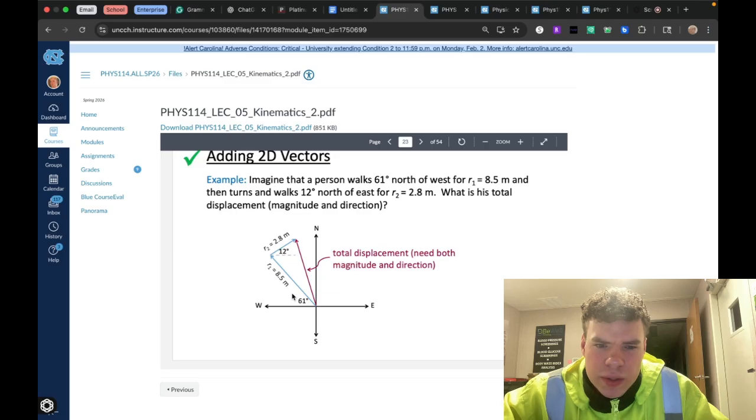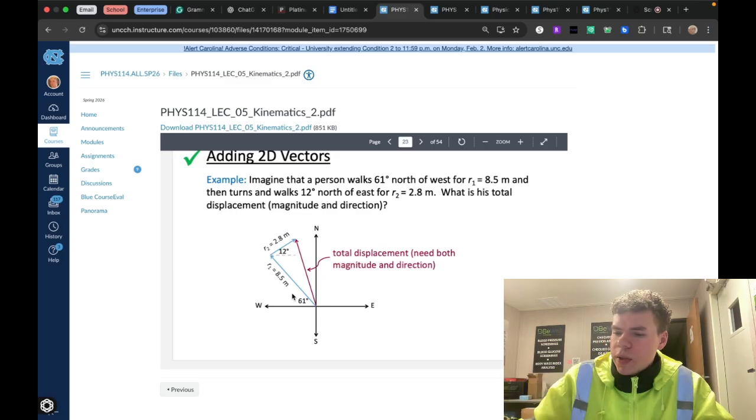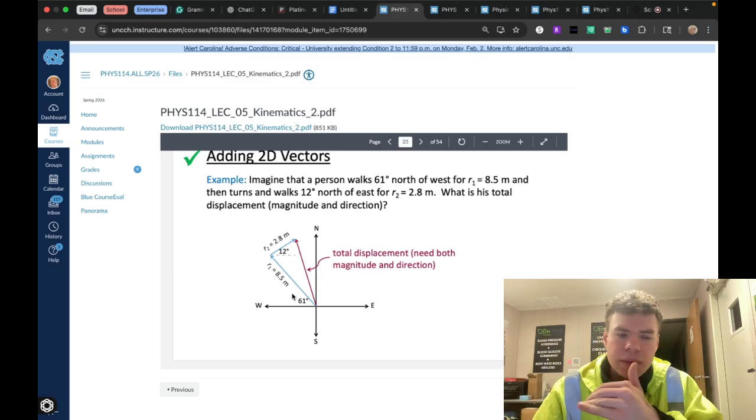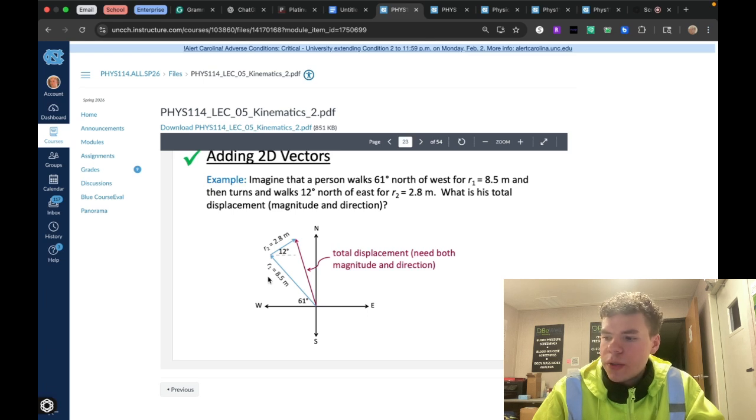Cool. So this is 61 degrees here. So if we want to solve for the x distance, so this distance right here, we would do 8.5 cosine of 61, and that is 4.12. And if we wanted to solve for the y distance, it will be 8.5 sine of 61, which is 7.3.